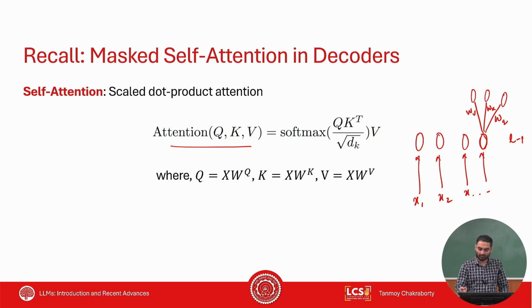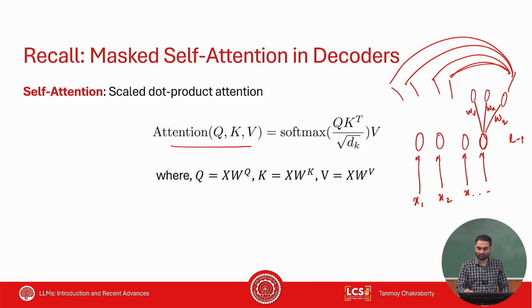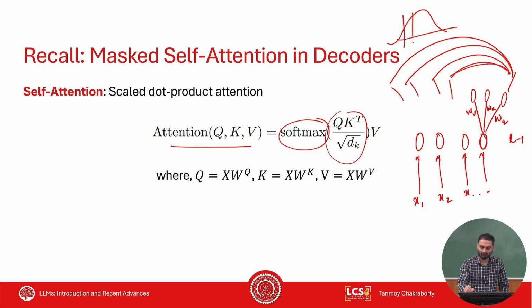For example, when you take the dot product between a query and the key vectors of other inputs, you get the attention score. From the attention score you get the distribution using softmax. This is basically a normalized dot product, and then the attention distribution will be used for a weighted sum over the value vectors. So this is normal scaled dot product attention.